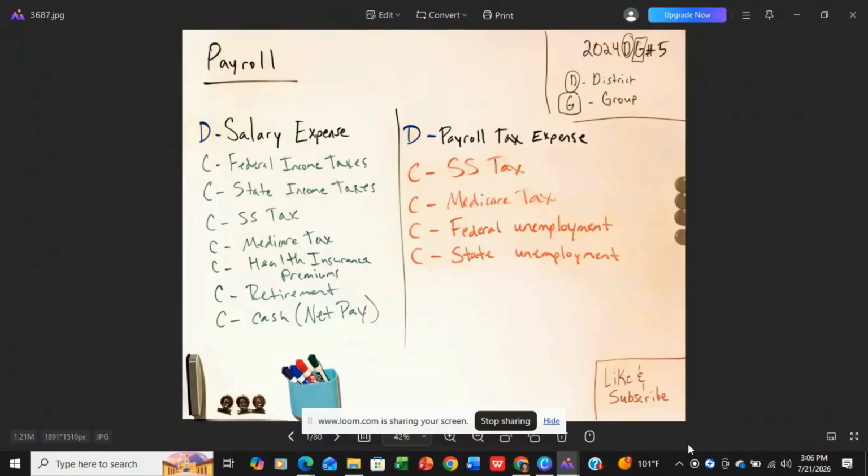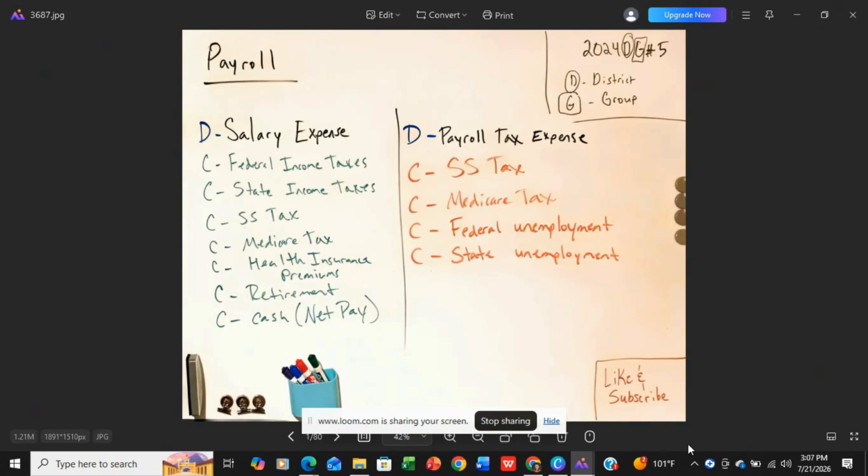Today we're going to be discussing District Test 2024, group number 5. We're going to be talking about payroll. So in payroll on the UIL accounting test, usually what we're going to talk about are the two journal entries, salary expense and payroll tax expense. Let's talk about salary expense first.